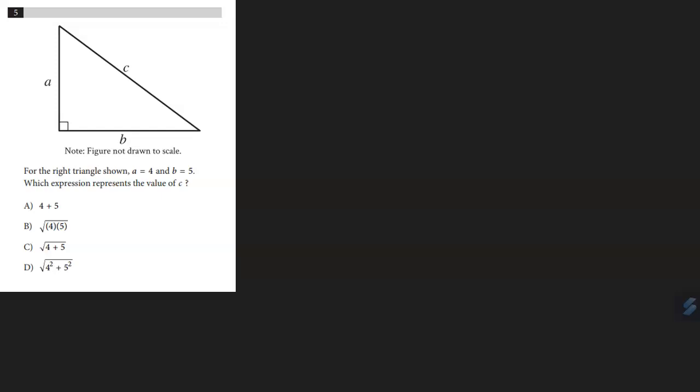All right, for number 5, they're giving us a right triangle. And they're giving us A, B, and they're asking which of these represent C. So pretty quickly, I'm thinking the Pythagorean theorem, which is A squared plus B squared equals C squared. And they give us A and they give us B. They say A is 4 squared plus, and then B is 5. So 5 squared equals C squared. And looking at the answer choices, I can see that they don't actually want us to square 4 and 5. They really just want us to draw out the equation and make it equal C.